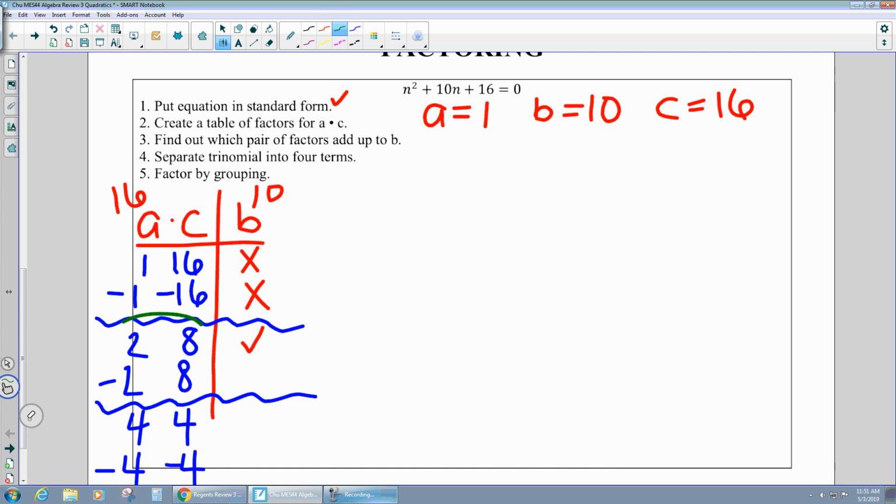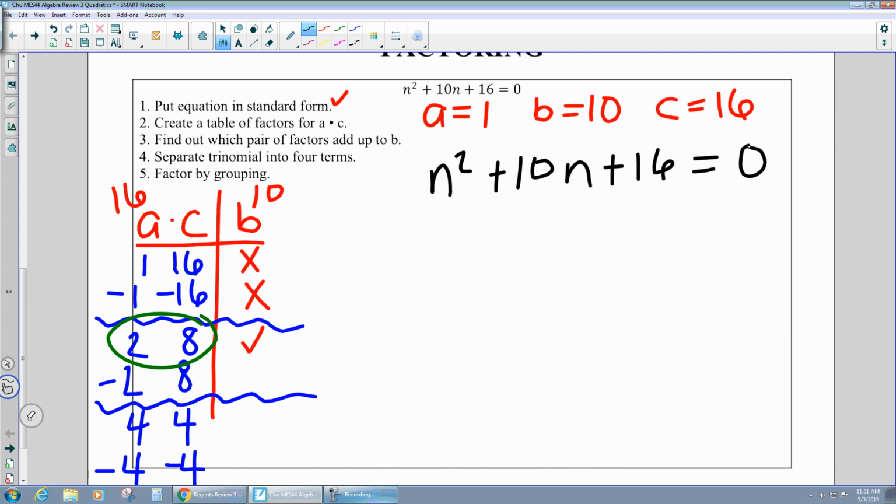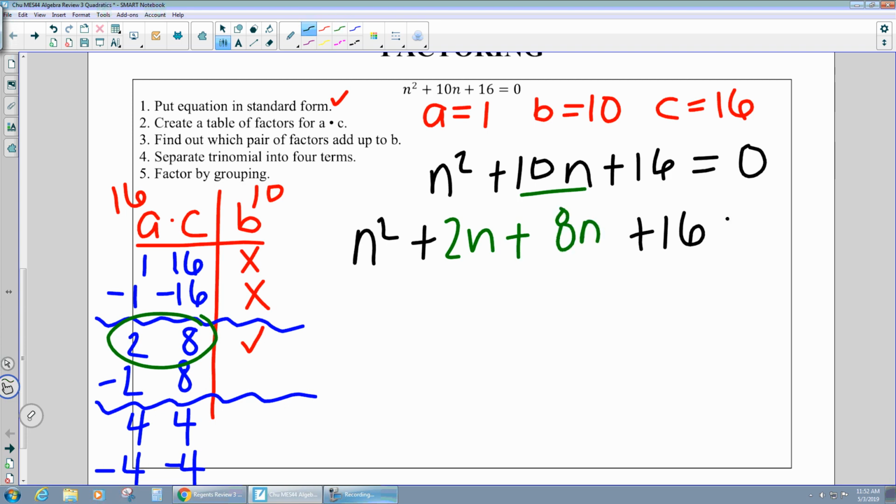Take your original equation, n squared plus 10n plus 16 equals 0. And what we're going to do with those two numbers that we just found is replace your middle term. So copy everything else down, n squared plus 16 at the end. And instead of writing 10n in the middle, we're going to replace it with the two factors that I found, 2n and 8n. Oops, and I forgot equals 0.